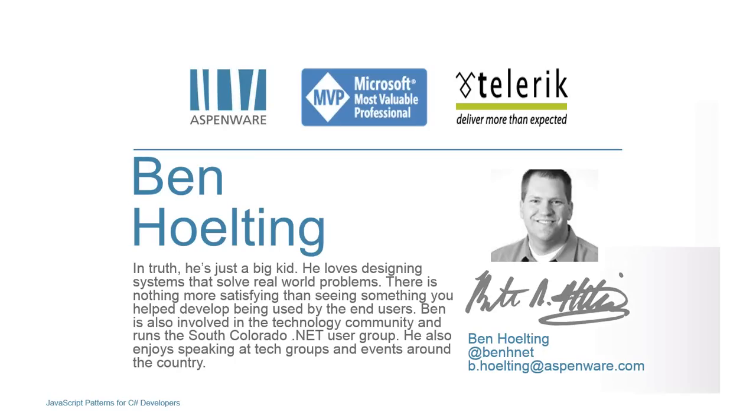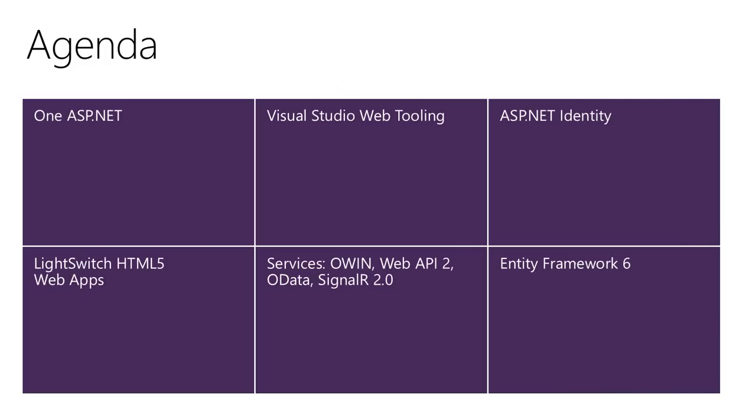Okay, let's just continue on. So real quick agenda here. We're going to talk about this new concept of what's One ASP.NET. We're going to look at some of the new tooling. There's a brand new identity piece to ASP.NET. We're not going to look at LightSwitch. We just don't have enough time to go through all of this stuff. For services, we'll go through more of the Web API 2 stuff. The OWIN stuff is interesting, so I'll definitely mention that. And then we'll touch a little bit on Entity Framework 6. So those are the options that we're going to go through right now.